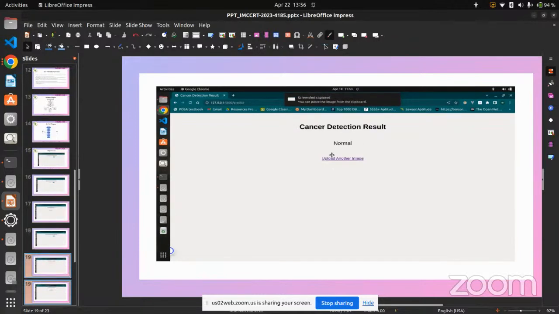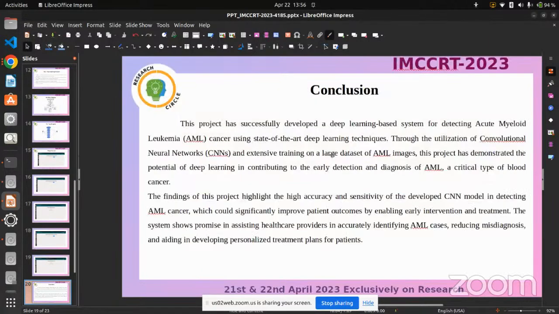To conclude, this project has successfully developed a deep learning based system for detecting acute myeloid leukemia cancer. Using convolutional neural networks and extensive training on a large data set of AML images, it has demonstrated the potential use of deep learning in contributing to healthcare in the early detection of this critical type of cancer, which is a deadly and aggressive form. The findings of this project highlight higher accuracy in detecting AML cancer. This would significantly improve patient outcomes by enabling early detection, early intervention and treatment, and should save patient lives as much as possible.